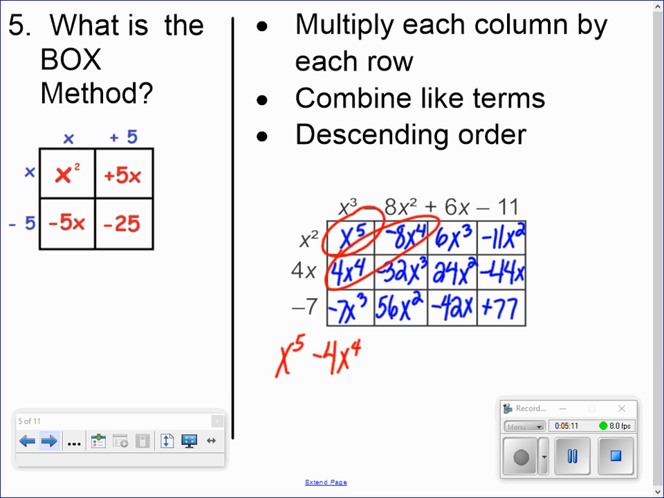So remember, when you're combining like terms, you add or subtract the coefficients, but leave the variables alone. Negative 7x cubed can be combined with negative 32x cubed and 6x cubed. So negative 7 minus negative 32 would be negative 39. And then negative 39 plus 6 would bump that down to negative 33x cubed. 56 plus 24 minus 11. Well, 56 plus 24 would give us 80. And then 80 minus 11 would be 69.